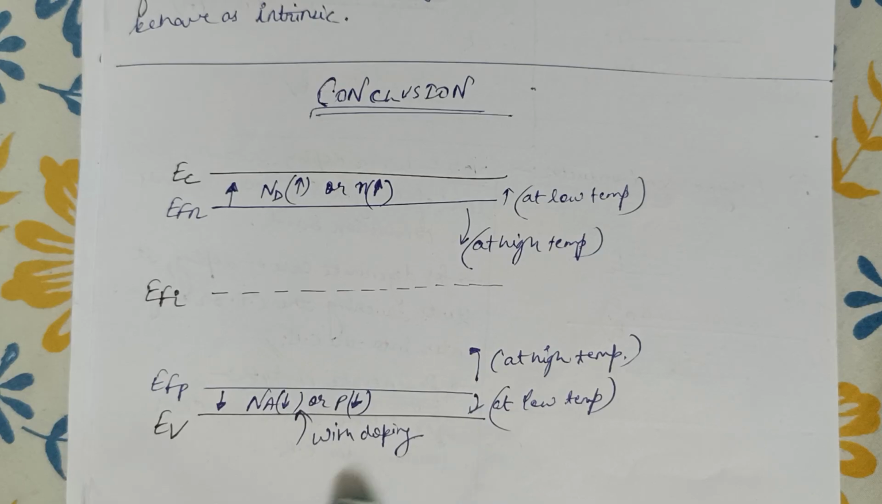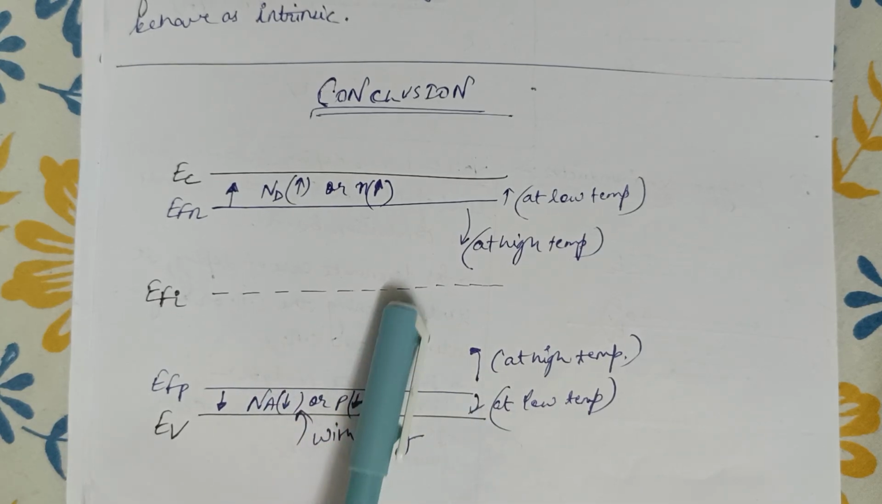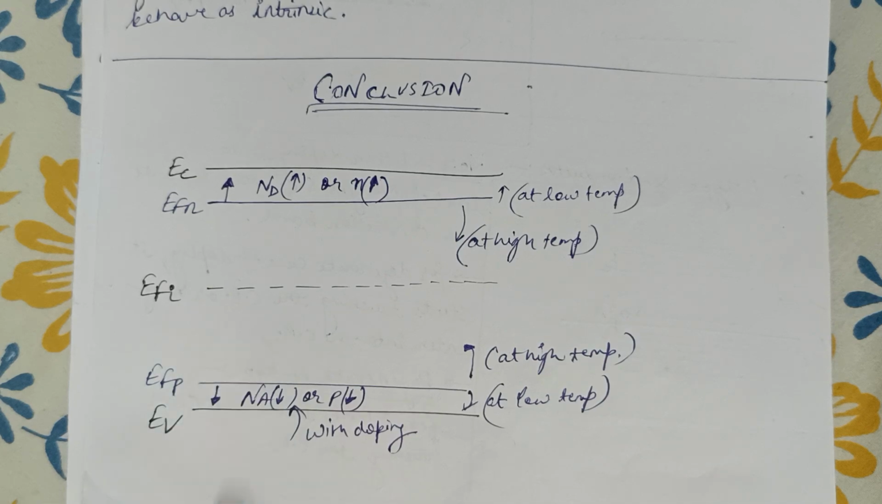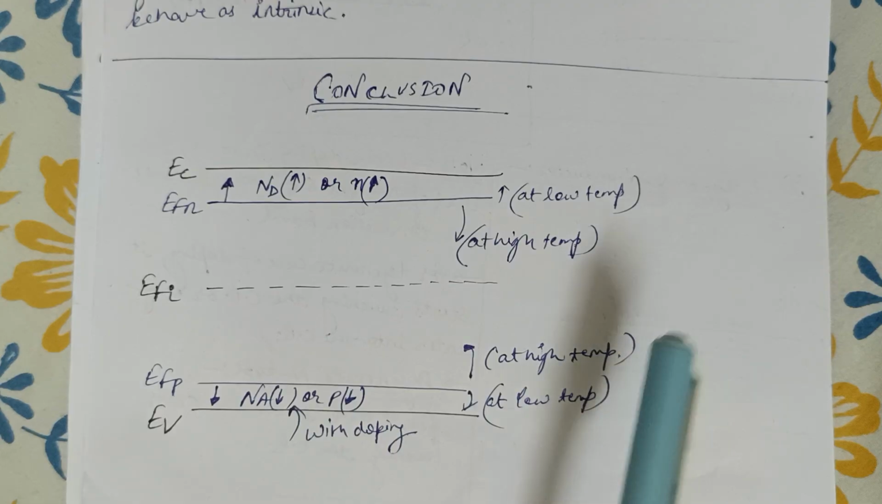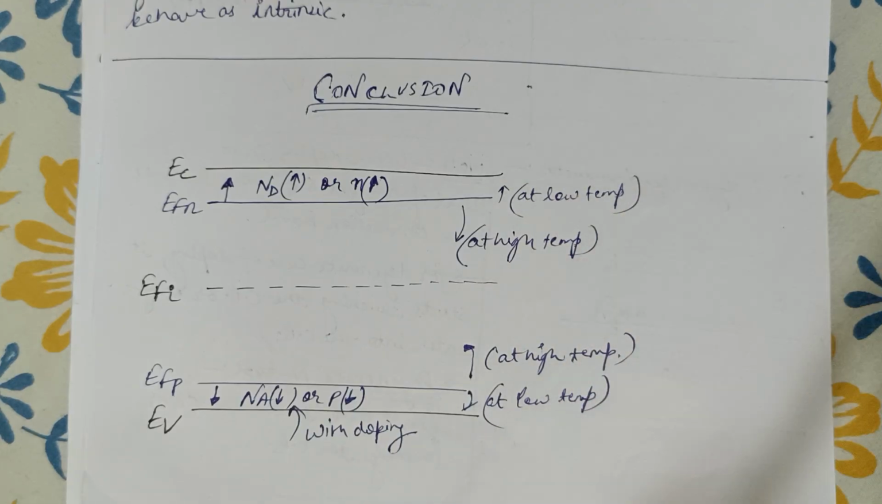What will happen at low temperature? First of all, E_Fp will move towards the valence band. Then at high temperature it will move towards the intrinsic Fermi level, and the reason is the same: band to band transition will overcome the impurity ionization, and that is why a p-type extrinsic semiconductor will behave as an intrinsic semiconductor. So that is the basic reasoning of the Fermi level.